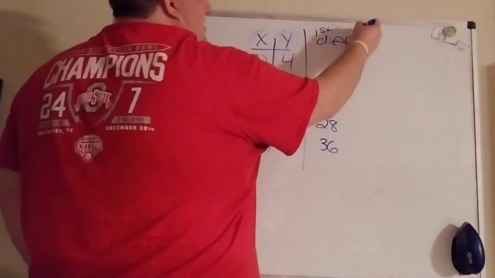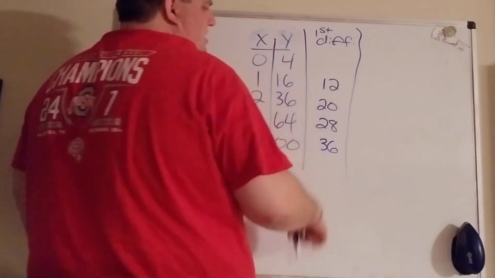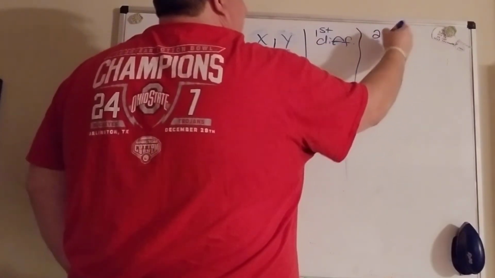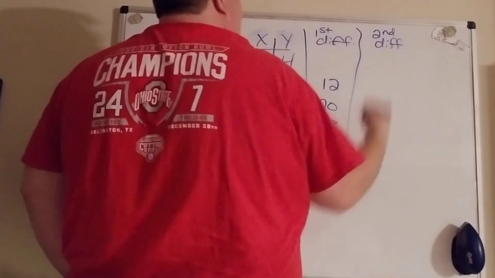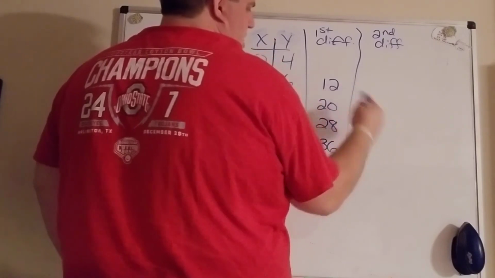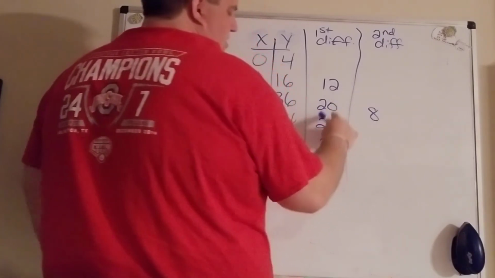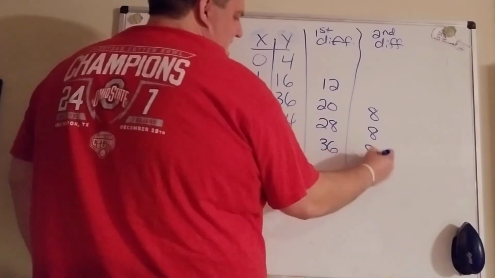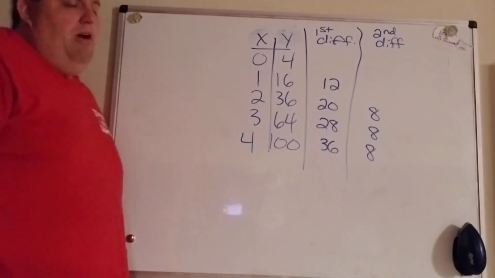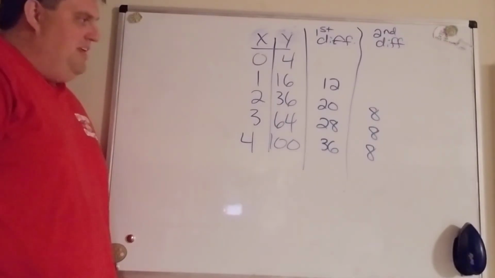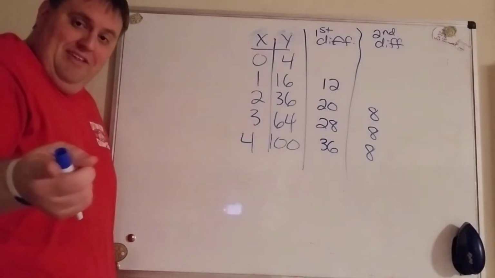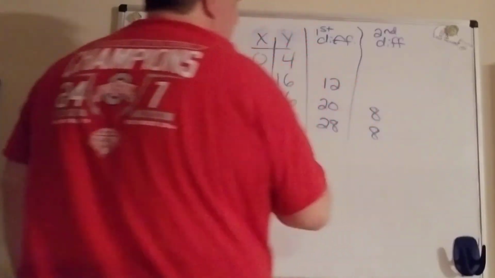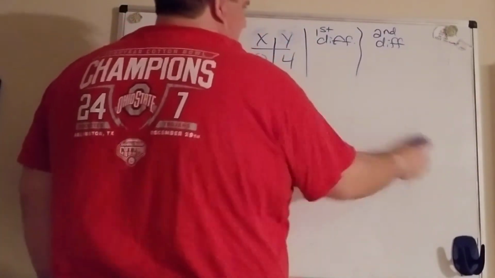Well, not sure if you see it. Oh, maybe you do. But if we check the second difference, 20 minus 12 is going to be 8. 28 minus 20 is going to be 8. And 36 minus 28 is going to be 8. So this one is actually quadratic. It's a parabola. So, obviously not what I wanted to show you. But that's okay. I'll just make one up. So, that's cool. We found out it was quadratic.